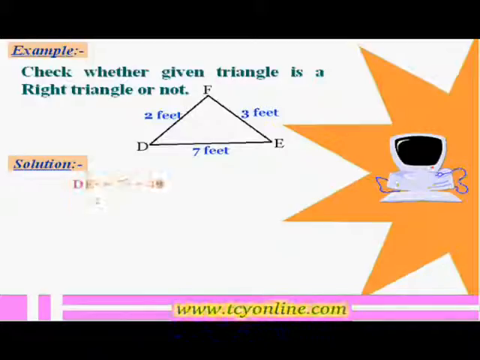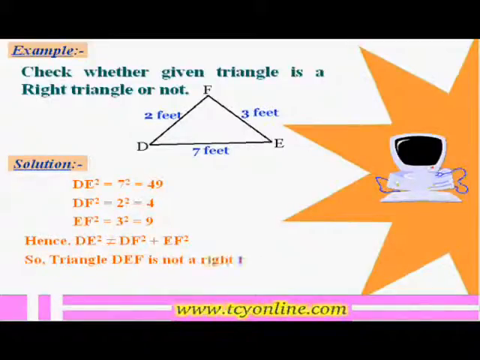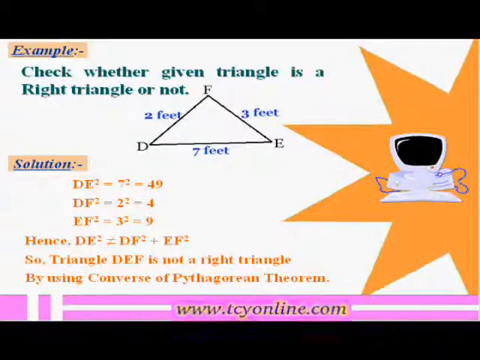DE is equal to 7, so DE square becomes 49. Similarly, DF is equal to 2, so DF square becomes 4. Also, EF is equal to 3, so EF square is equal to 9. Now we can see that DE square is not equal to DF square plus EF square. Hence, by using the converse of the Pythagorean theorem, we can say that triangle DEF is not a right triangle.